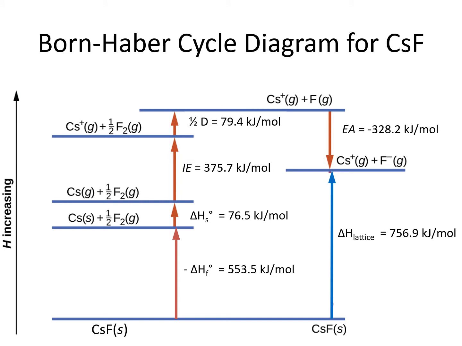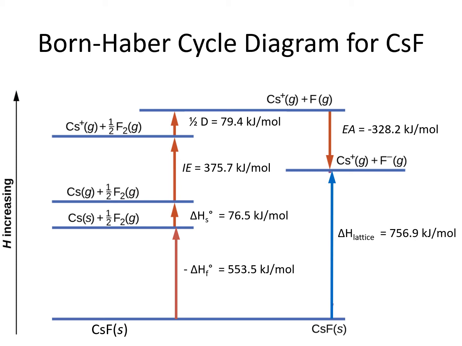Here's a Born-Haber cycle diagram for cesium fluoride. This diagram shows all the different steps that are needed to make an ionic compound or to break it apart. We start with cesium fluoride solid, and our first step would be breaking it into individual atoms using the reverse of the enthalpy of formation reaction equation for cesium fluoride.